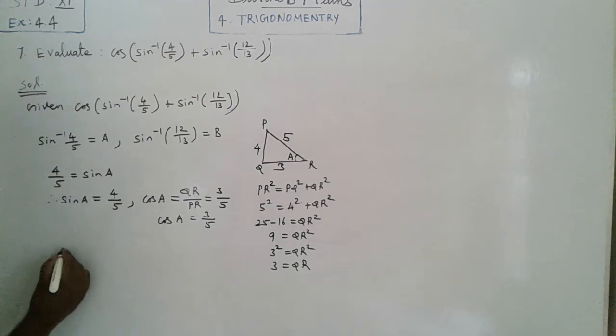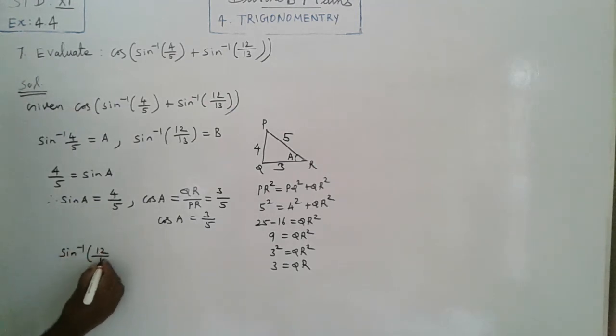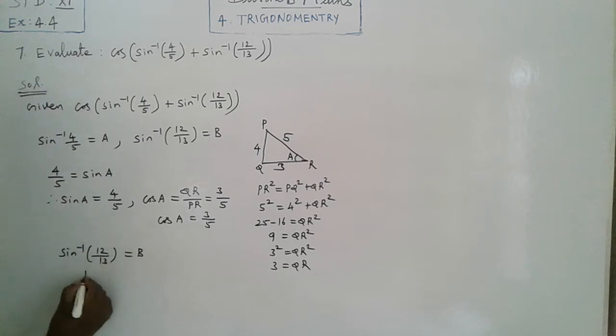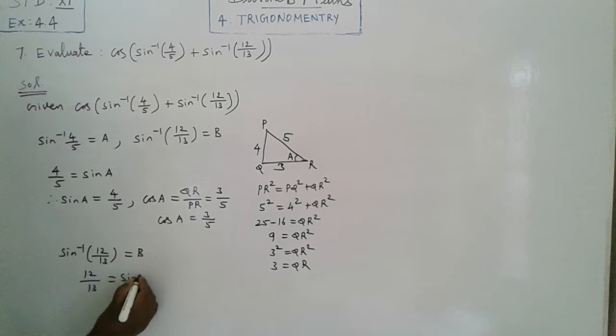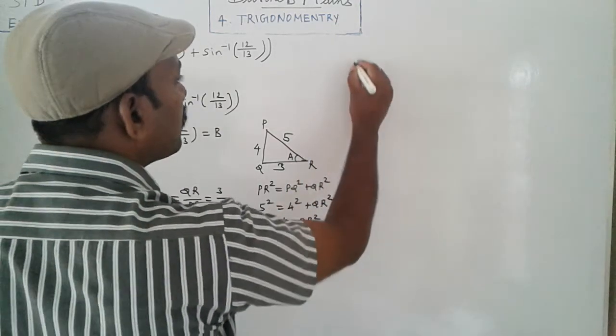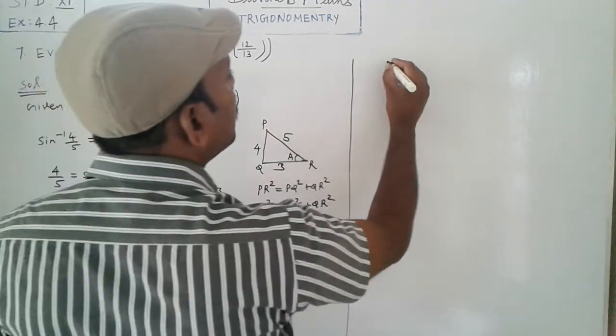Next, the second one: we take sin inverse of 12 divided by 13 equal to B. We take sin on the right-hand side. 12 divided by 13 equal to sin B. Sin inverse, we take, then it's a sin. So therefore sin B equal to 12 divided by 13. We should take another right triangle.